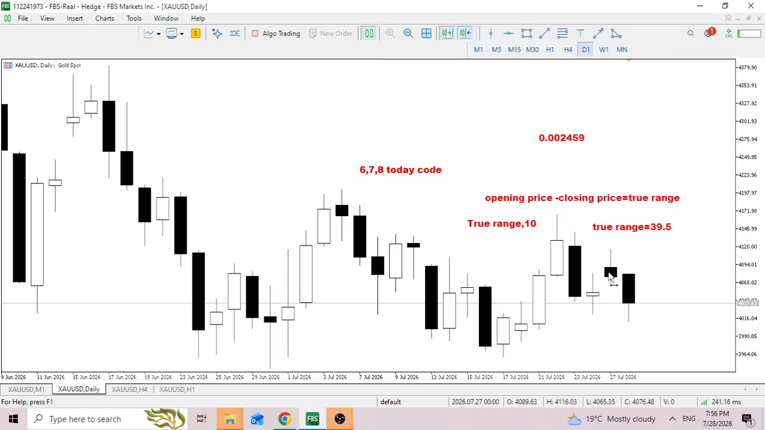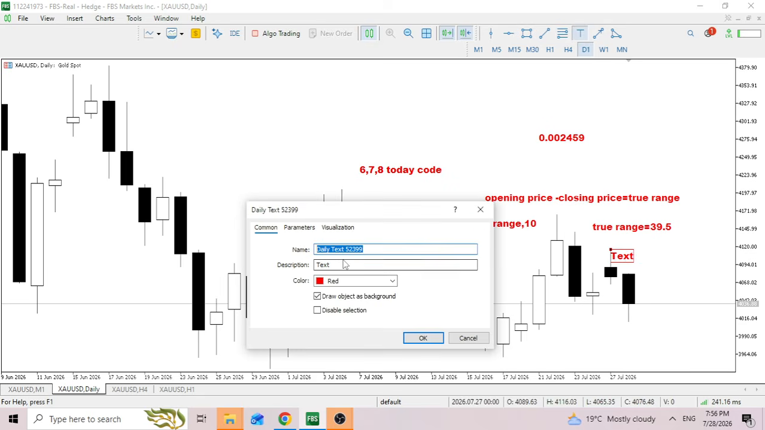So if you want to know the percentage change of gold yesterday, which is date 27, this one here, percentage change, just take that, multiply by 0.0002459, and I hope you're getting the same thing. Percentage change is equal to 0.9725.